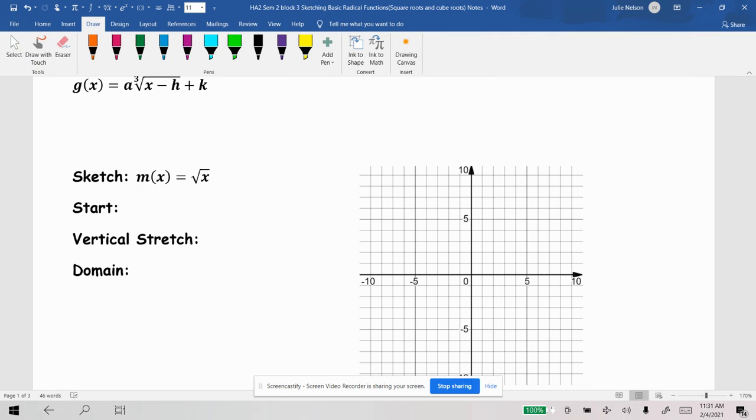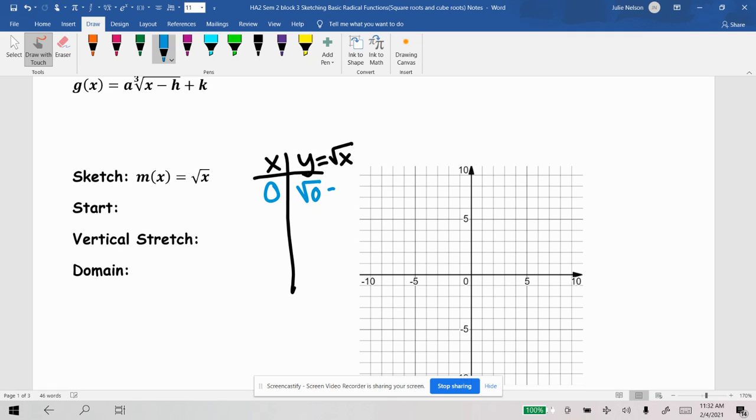And since you've never graphed this, I'm going to do a table just so you get an idea what this looks like. So what kind of numbers can I plug in for x? Well, I could plug in a 0, and the square root of 0 is 0. So I have a point at 0, 0. I can plug in a 1, and the square root of 1 is 1, so I have a point at 1, 1.